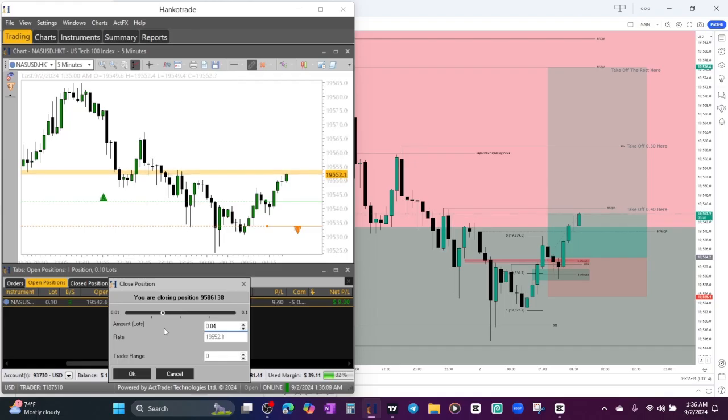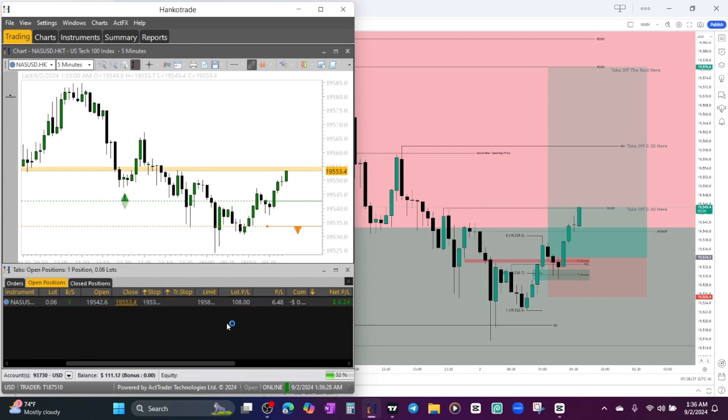Okay, so just waiting for this to rip through a little bit, and we'll take some profit and go break even. Just waiting. Patience. There we go. Take off 0.40, and we'll go break even here.